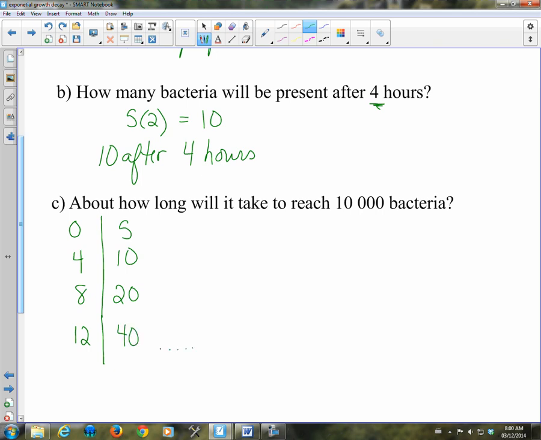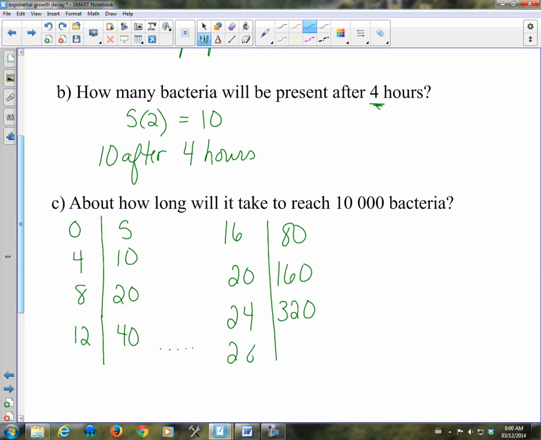And we could keep going with this chart. If I skip over here, so I use my space, in another 4 hours, so 16, it'll double and we'll have 80. In 20 hours, it'll double and we'll have 160. In another 4 hours, and I'm just going to keep going.